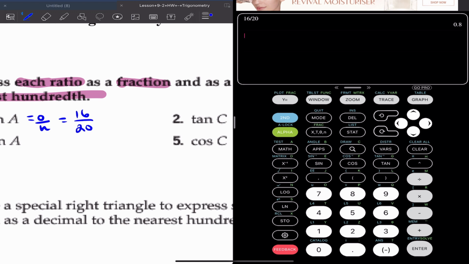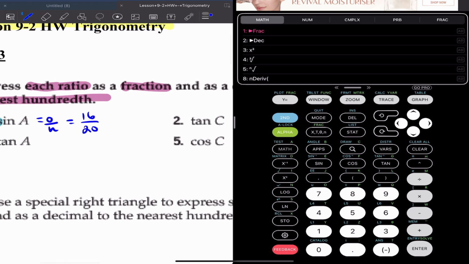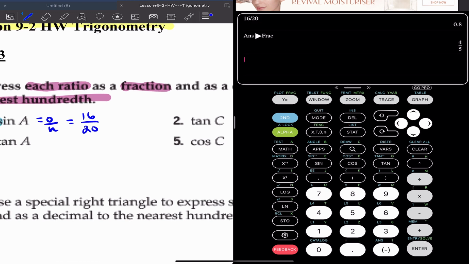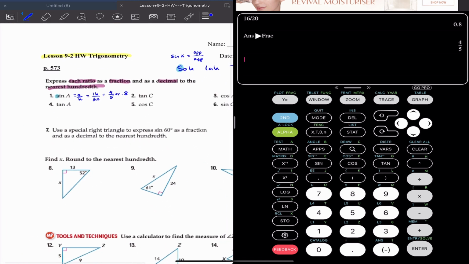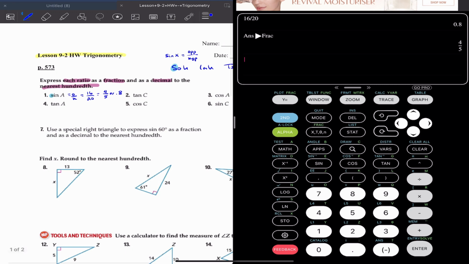So I write 16 divided by 20. I press enter. You should get a decimal. I'm going to press math, enter, enter. So now this is simplified. So it's 4 over 5 or 0.8, because we need to express this as a fraction and decimal. And make sure that you round your decimal to the nearest hundredth, okay? All right.